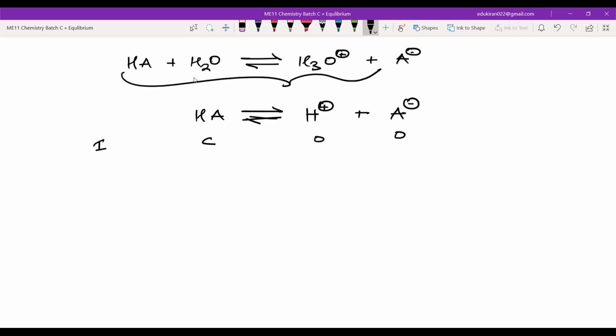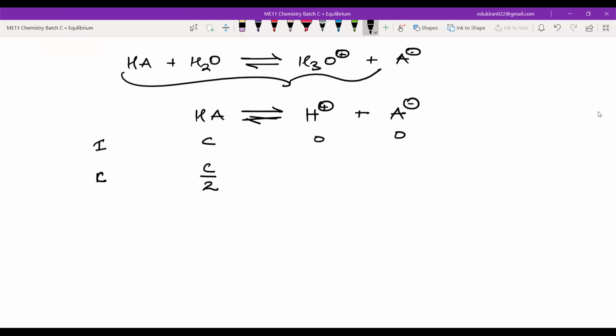Now let us suppose the HA acid has a tendency to dissociate, and the fraction that gets dissociated is half. So no matter how many moles you take of HA acid, half the moles will be getting dissociated. So I will write that the change will be C/2. Yes or no?